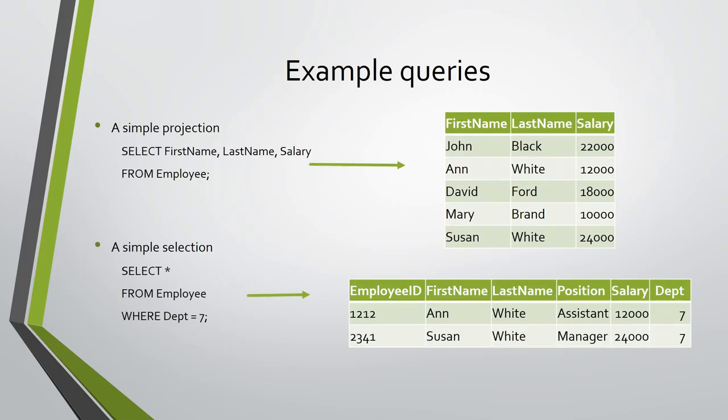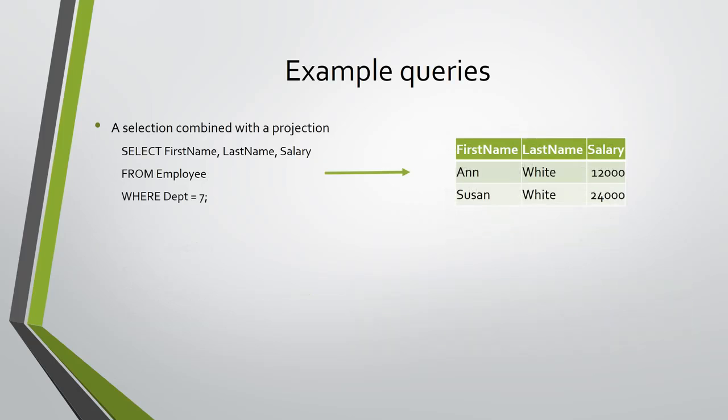The simple projection query, select first name, last name, salary from employee, results in the three specified attributes for all the tuples of the table. The simple selection query, select star from employee where department equals 7, results in all the attributes for the two tuples that have 7 in the department column. Similarly, the query select first name, last name, salary from employee where department equals 7, that combines a projection and a selection, results in only the specified attributes for the two tuples that have 7 in the department column.